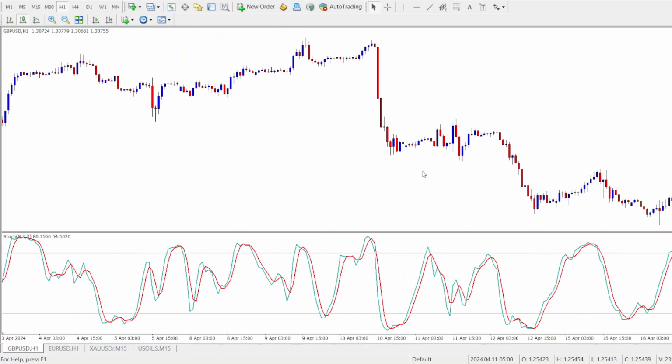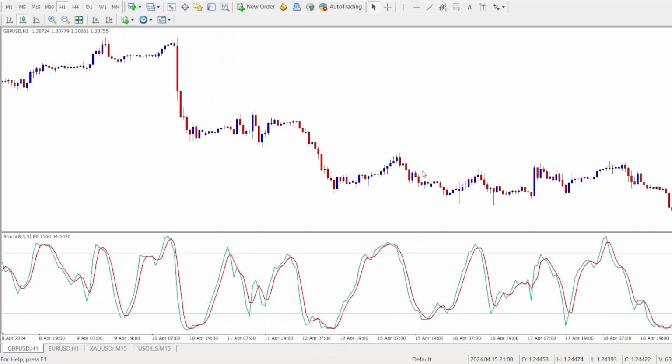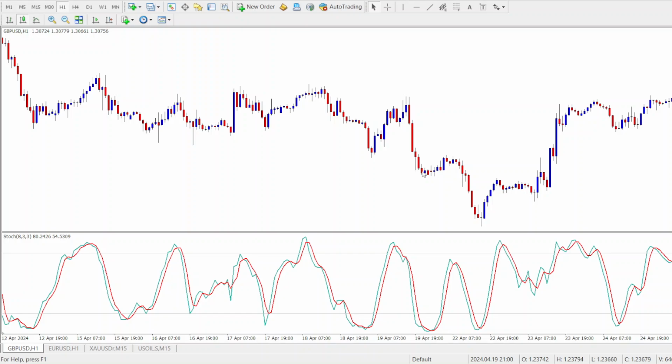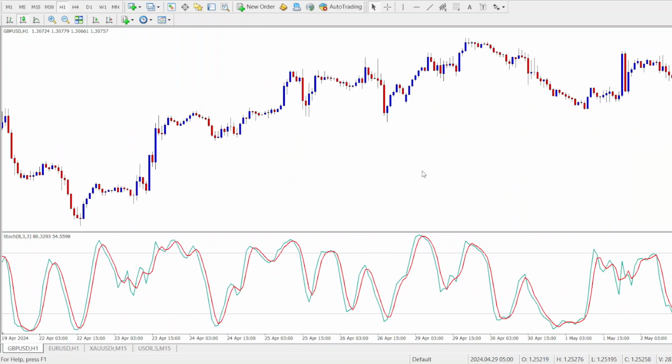Now, for a regular divergence, price makes a higher high, but the stochastic makes a lower high, indicating a potential reversal. Okay, so we can see price was making a higher high here, whereas the indicator was making a lower high. So that showed the potential reversal. You can see that eventually the price reversed. So when you see this, it indicates a bearish divergence. That's for a regular divergence.